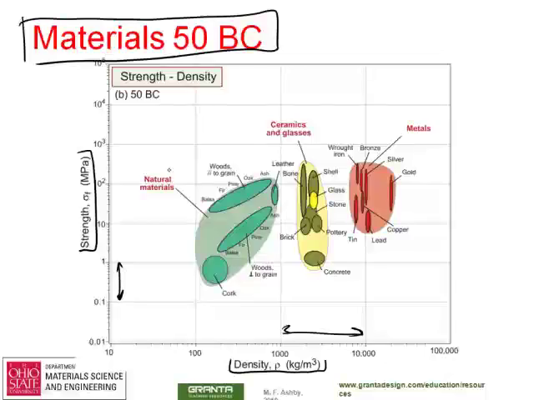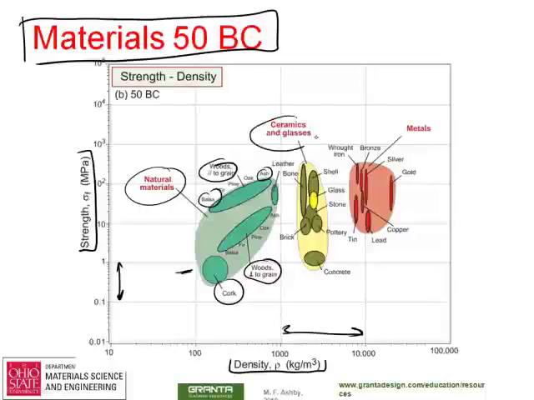You had your natural materials, which included things like wood, and you can see different kinds of wood, and different kinds of wood have different densities and different strengths. Balsa has low density and low strength. Ash is pretty high density and pretty high strength. And this is woods parallel to the grain, perpendicular to the grain. Cork has modest but low density, but basically very low strength, for example.